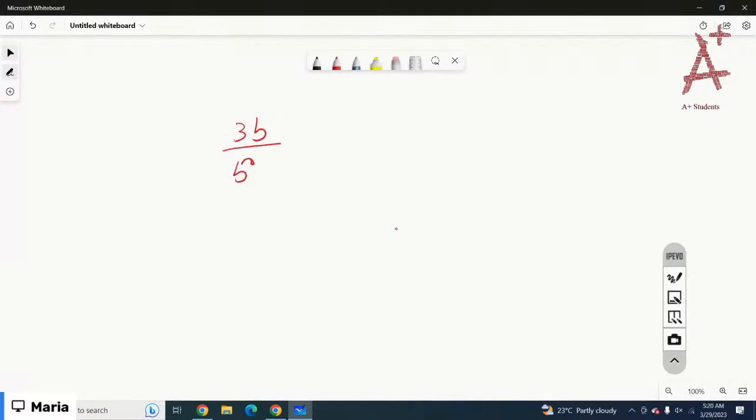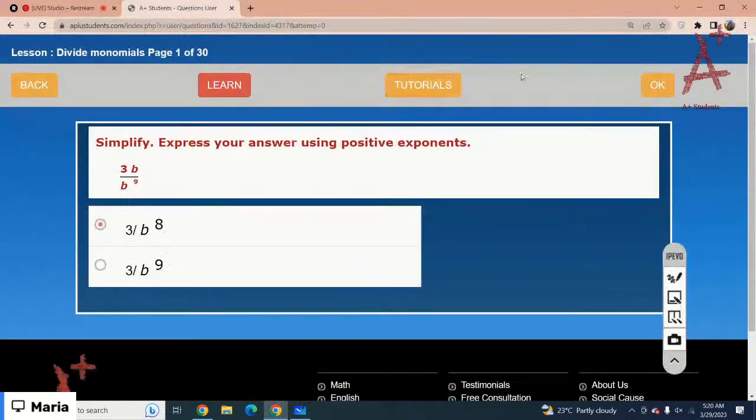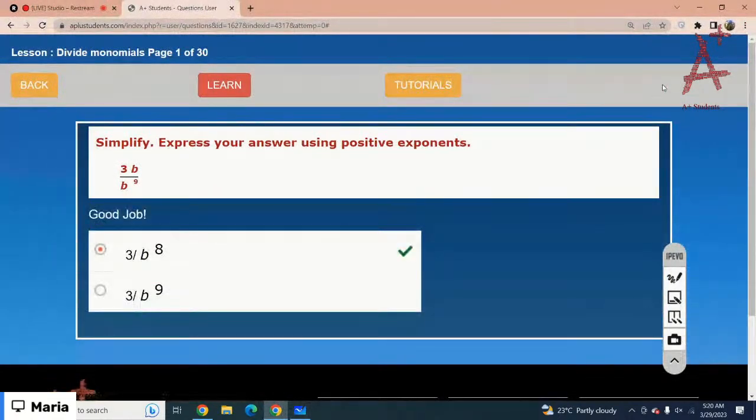You always subtract the smaller power out of the greater one. Got it? So here you have the power of b is 1. So you can shift the 1 to the denominator. So it would be 3 divided by b, 9 minus 1. 9 minus 1 is 8, so it would be 3 divided by b8. Got it? Option number 1 is the correct option. Got it?